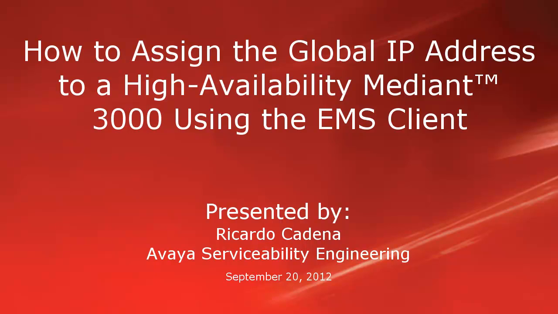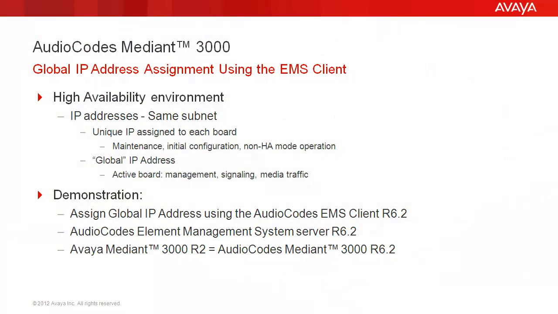This video is about assigning the global IP address to a High Availability Mediant 3000 configuration using the EMS client. After assigning unique IP addresses to each TP6310 board in a High Availability Mediant 3000 chassis configuration, a global IP address is assigned that is used by the active board for all management, signaling, and media traffic. The global IP address must be different than the IP addresses assigned to each of the blades and must be assigned from the same subnet.